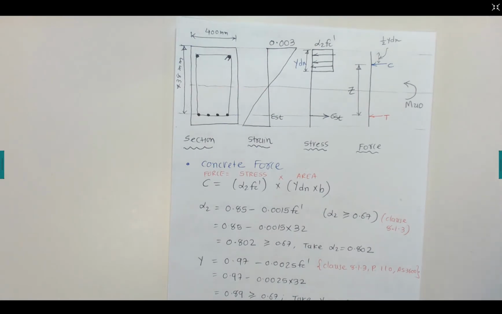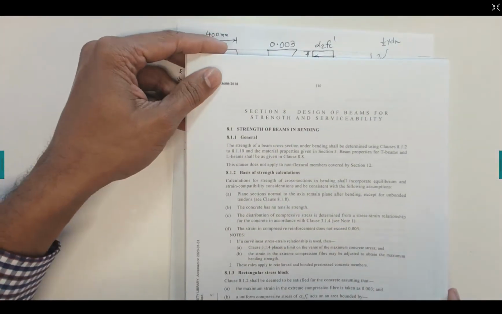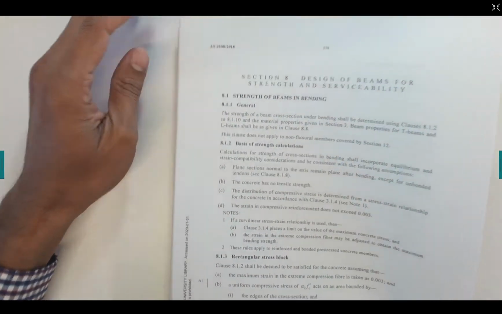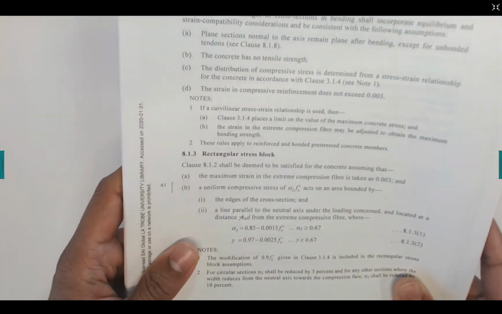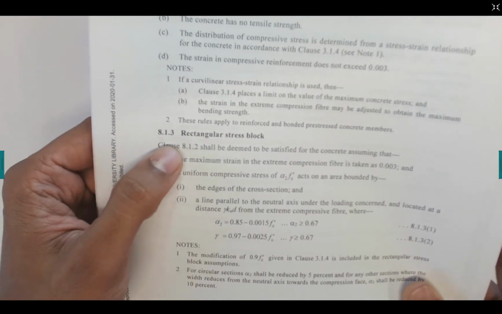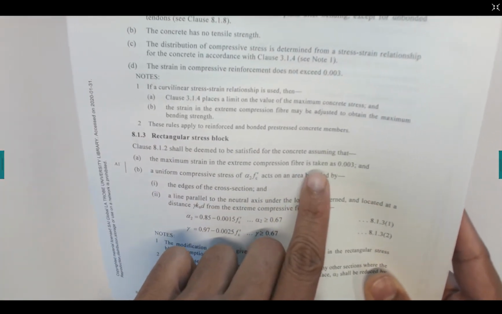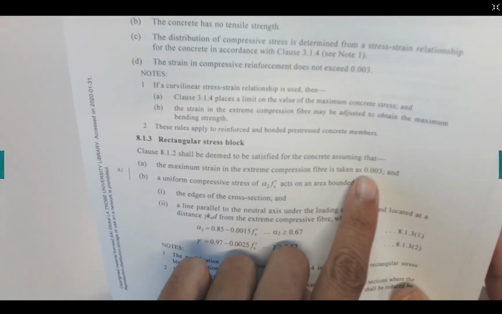If you look here on page number 110, we can show it to you at clause 8.1.3. It says the maximum strain in the extreme compression fiber is taken as 0.003. So it's in clause 8.1.3.